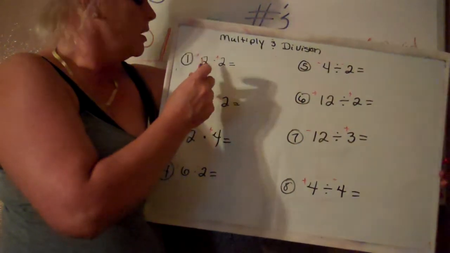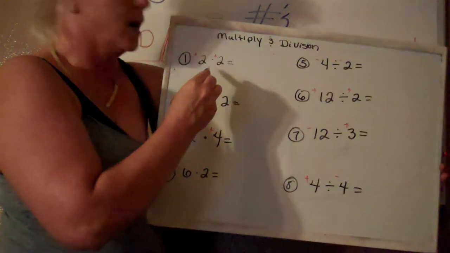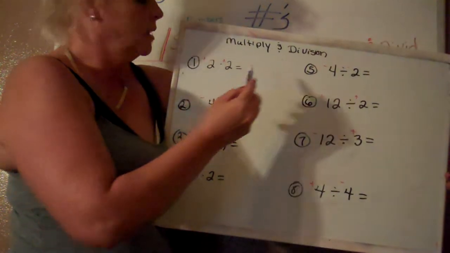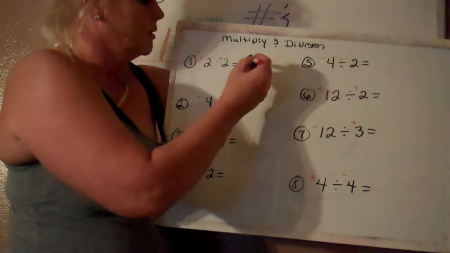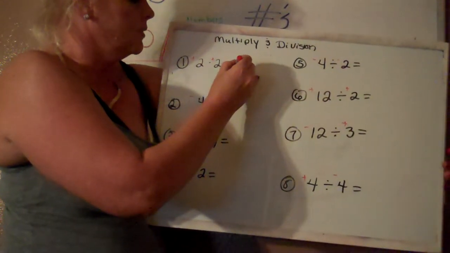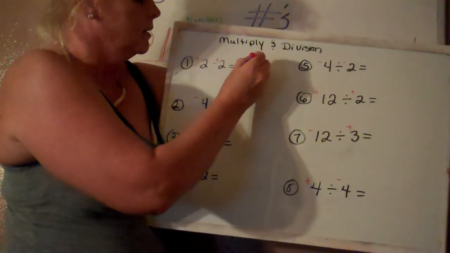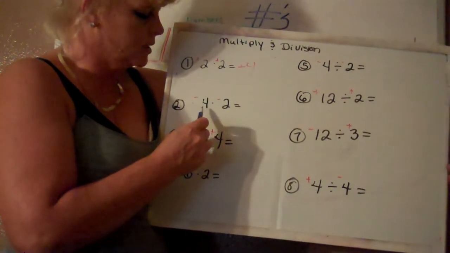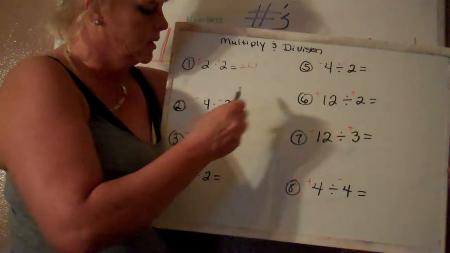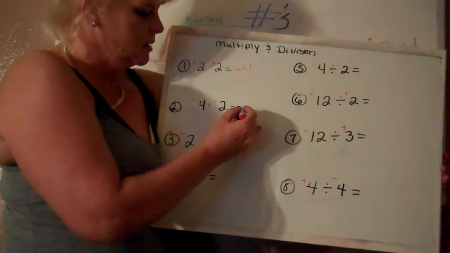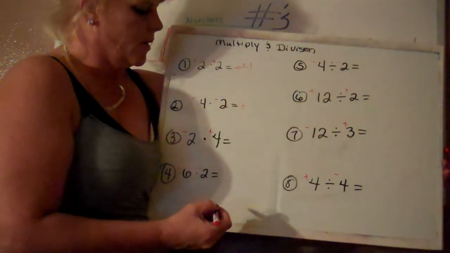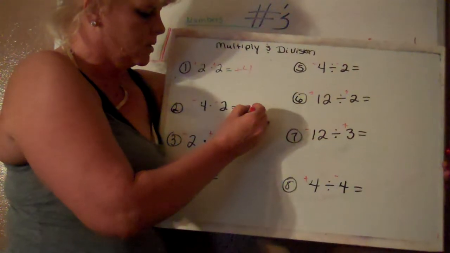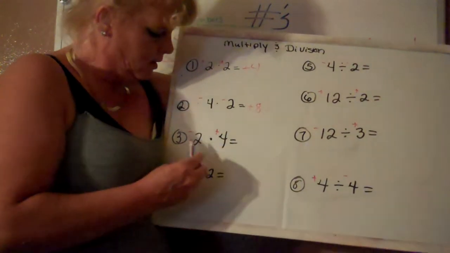Here I have a positive 2 times a positive 2. And the rules state on multiplying that if it's a positive, it's going to remain a positive. That's going to be 4. Here I have a negative 4 times a negative 2. On the rules of multiplication, 2 negatives make a positive, and you continue to multiply as you always do.